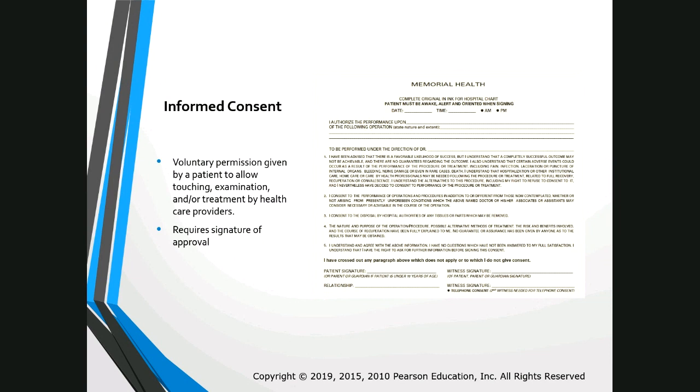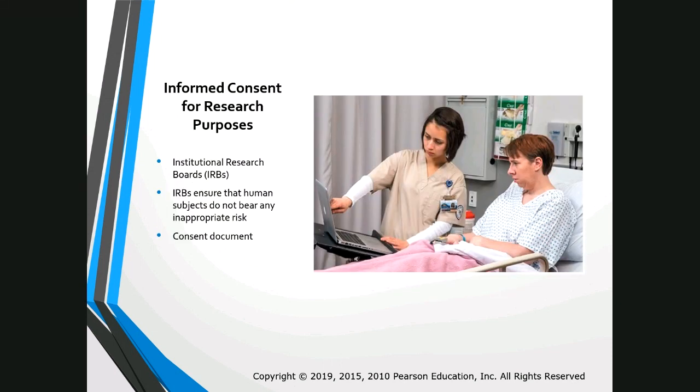especially if we are doing any type of research that requires us to draw blood and they become more of a research subject. We do need to get that informed consent for research purposes as well. Institutional review boards, IRBs, ensure that human subjects do not bear any inappropriate risk and consent to the document. They need a full disclosure, describe the level of confidentiality of the research data, and describe the measures that the researchers will take to ensure that it is maintained.